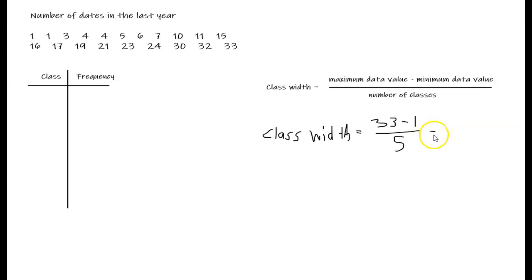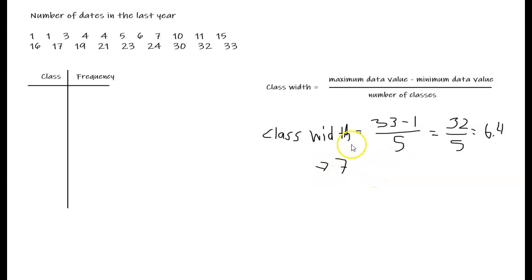So when we calculate that, that's going to be 32 divided by 5, which is going to be like 6.4, I think. Let me just double check. 32 divided by 5, 6.4. So this is equal to 6.4, and remember, we're always going to go a little bit higher to the next whole number. So we're going to go up, and I'm going to use 7.